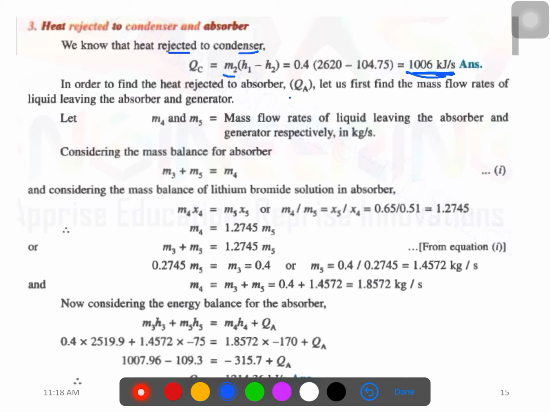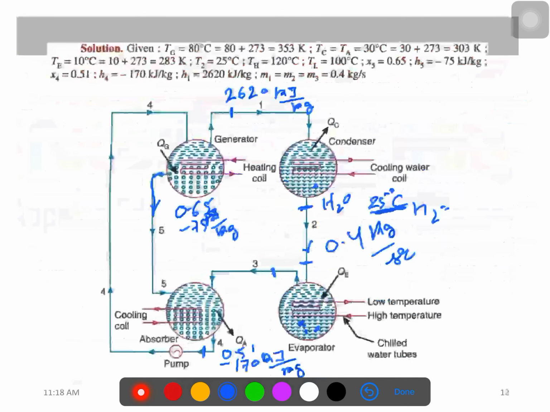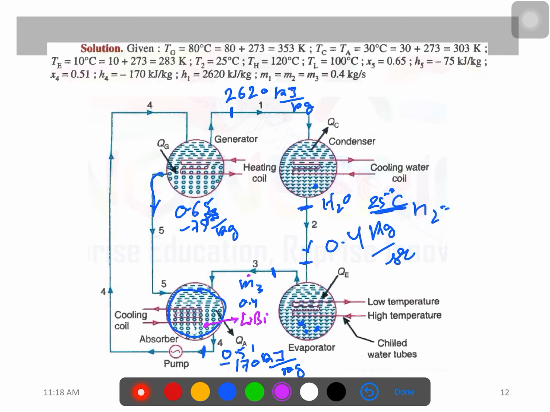In order to find out the heat rejected in the absorber, here you can see this is the absorber. M3 mass flow rate is coming from here, which is 0.1, which is the water only. So here lithium bromide is there. At this point lithium bromide is there, water mixed with the lithium bromide, which becomes the weak solution, and after that it goes here. So here heat gain will happen, and again the mass flow rate M5 comes here, and M4 is going out.